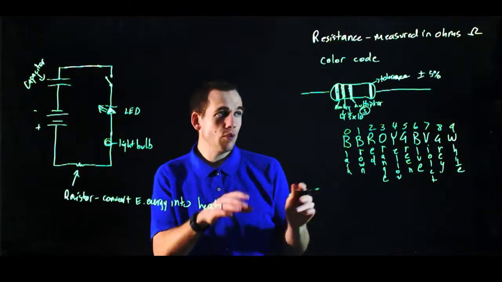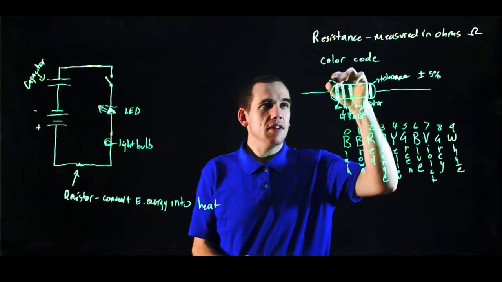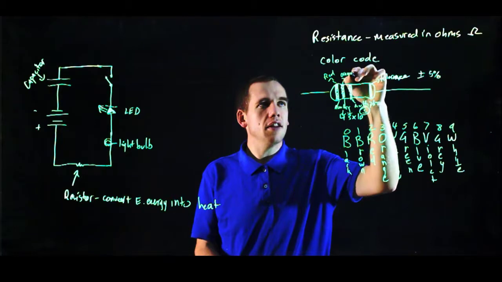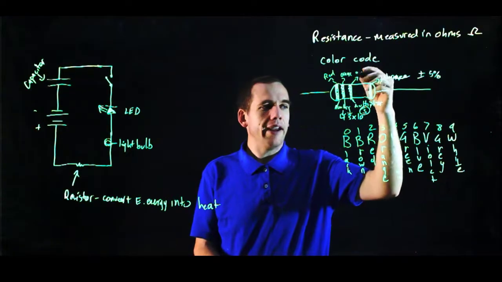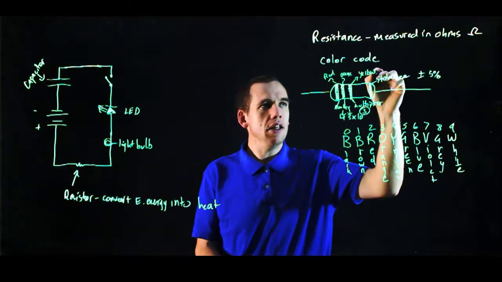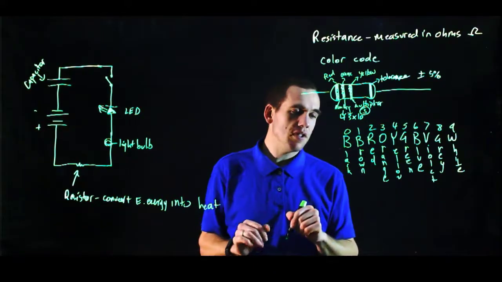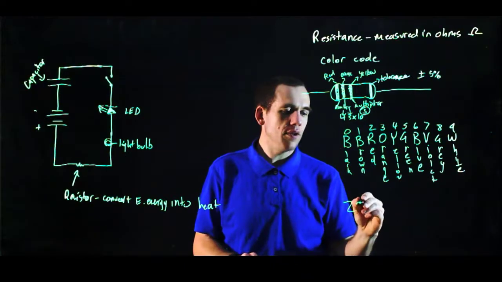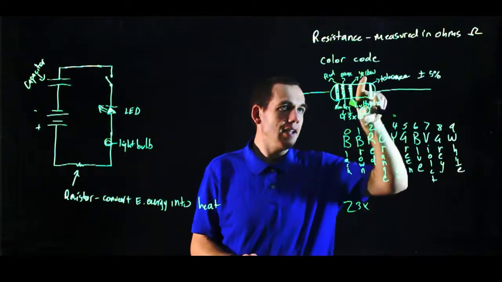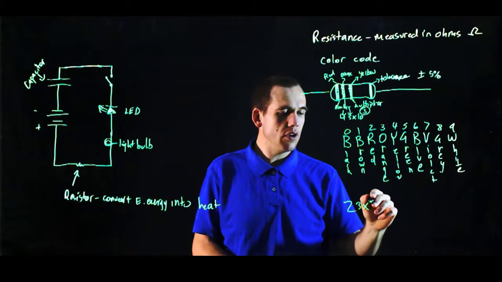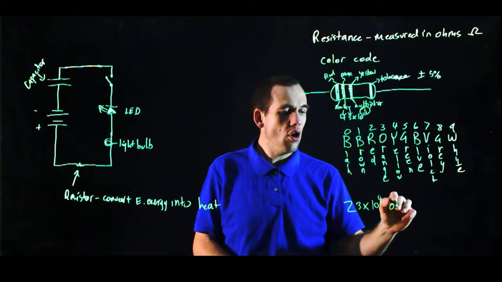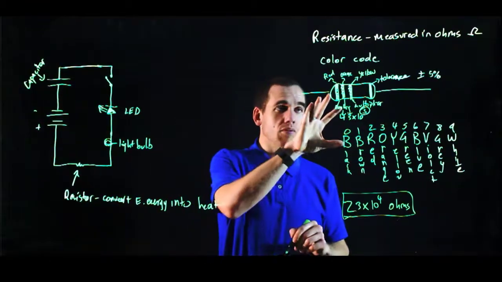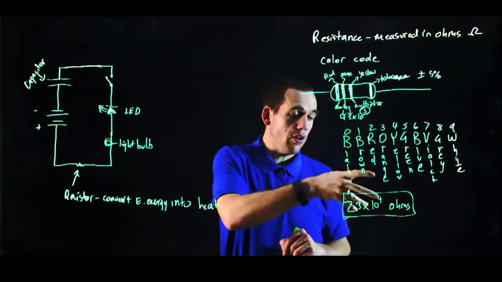So if I had a resistor that had, say, this color was red, and this color was orange, and this color was yellow, what that would mean is the resistance of this resistor is red, which is 2, and then orange, which is 3, times 10 to the power of yellow, and yellow is 4. 23 times 10 to the 4th ohms. Okay? That's the resistance of a resistor that has red, orange, yellow color bands.